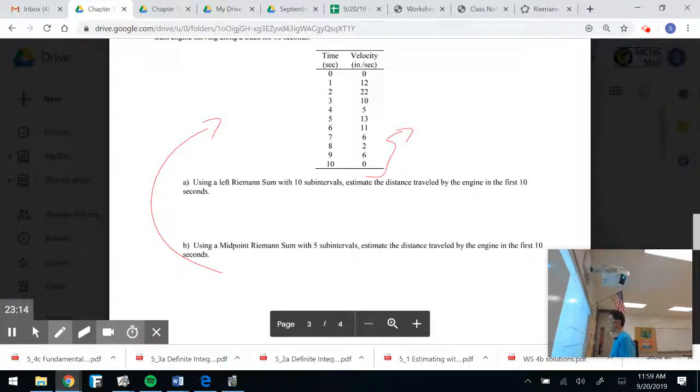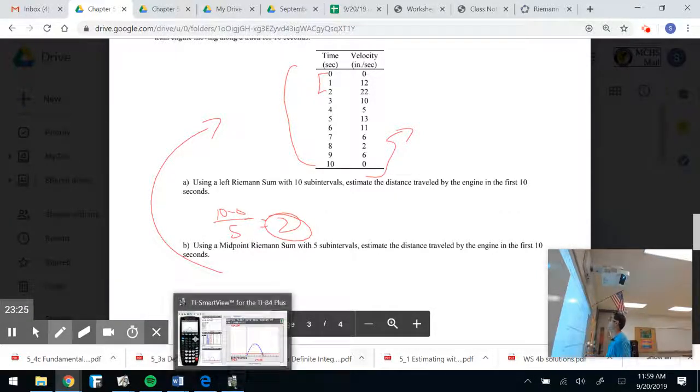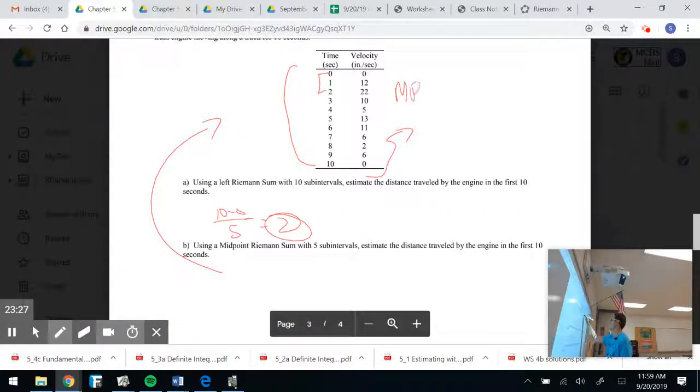Okay? Use MRAM, only 5 subintervals. Well, shoot, that would be 10 minus 0, because that's how long it is, 10 to 0, right? And then I'm going to use 5. So that means each subinterval is going to be a width of 2. So what's a width of 2? That'd be 0 to 2, but I'm going to use MRAM, so I've got to use the middle. So my width is 2. What's in the middle? Booyah, 12. Plus 2 to 4, right?